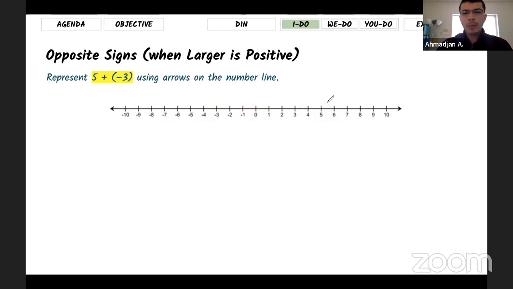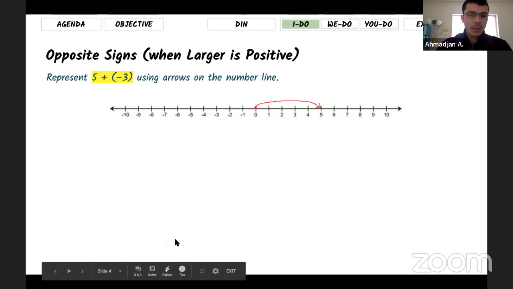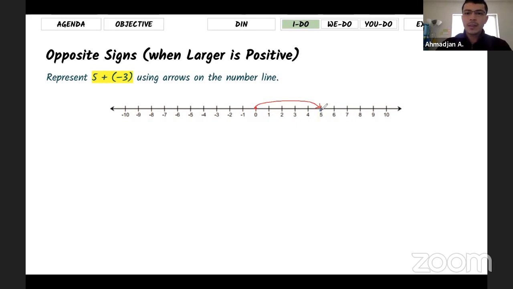Let's review from last week how to add these two numbers. The first number is 5. I'm going to start at 0 and go 5 to the right, and it's right here. The second number is -3. Because it's a negative number, I am going to start at 5, because this is where I left off after the first step, and go 3 steps to the left because the number is negative. I'm going to end up at 2. This is my final destination and the result of this sum.